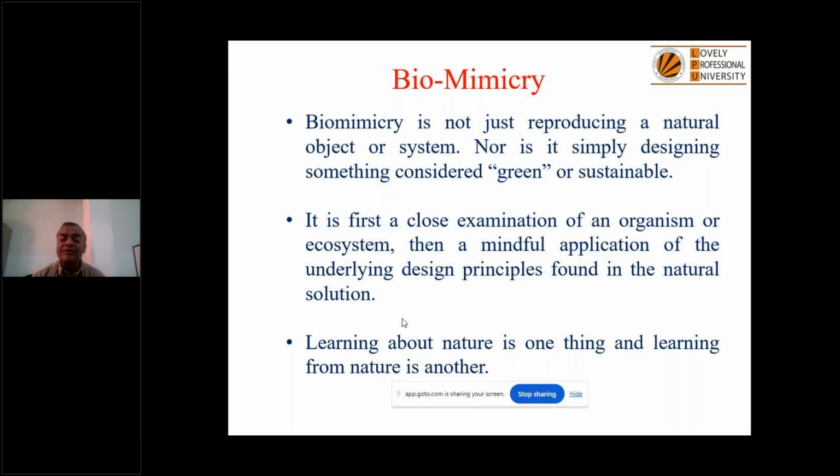So learning about nature is one thing, and learning from nature is another thing. People mostly confuse learning about nature with learning from nature. These are different things. Learning about nature is just how to sustain with nature, and learning from nature means if you are learning something from nature, you are conceiving some idea.